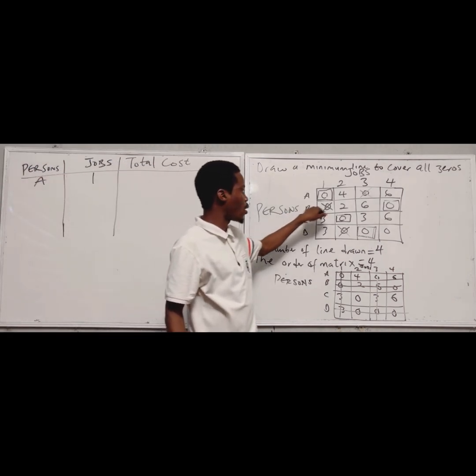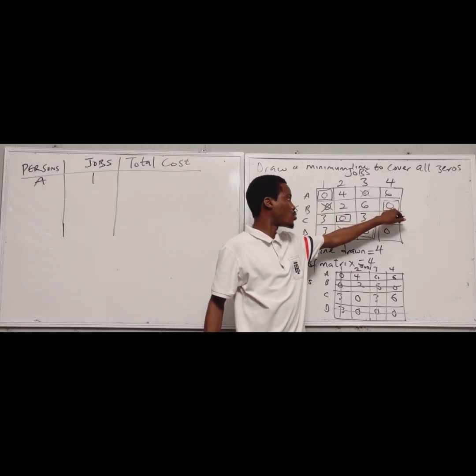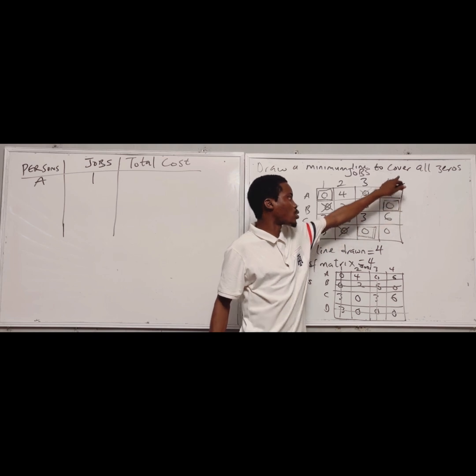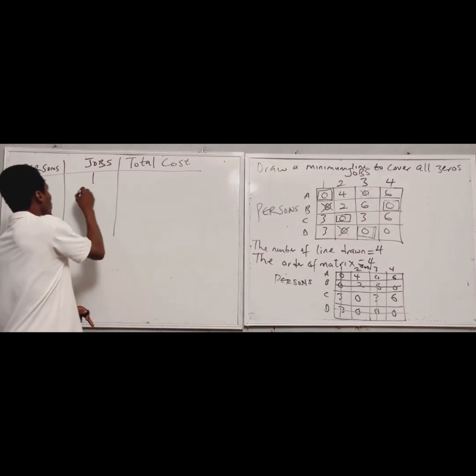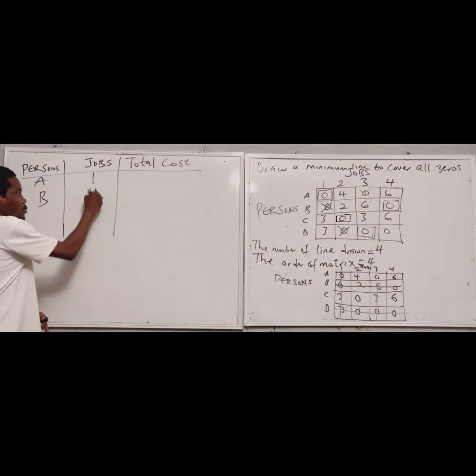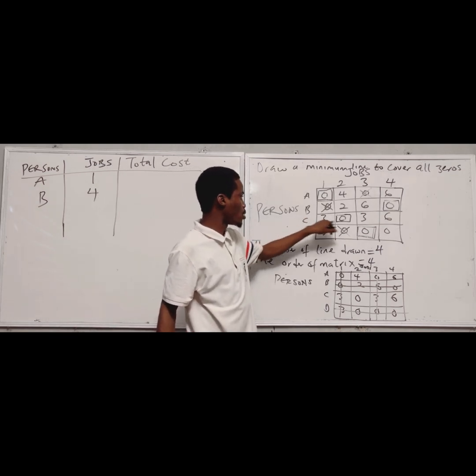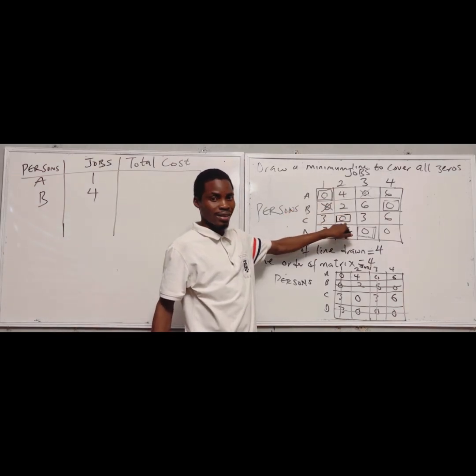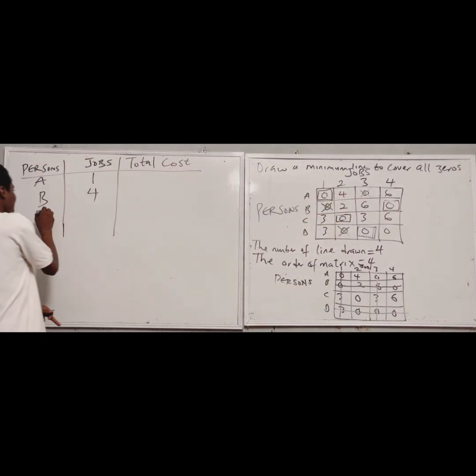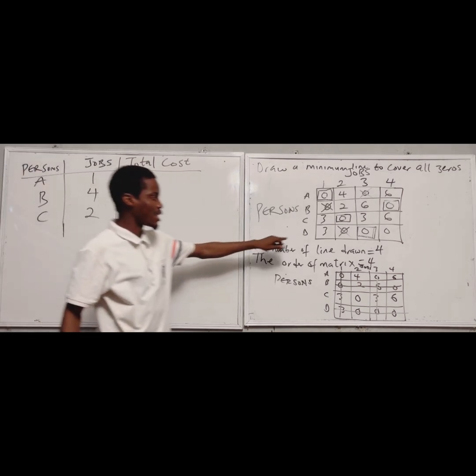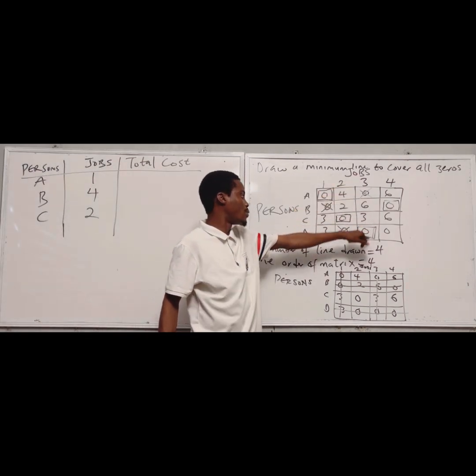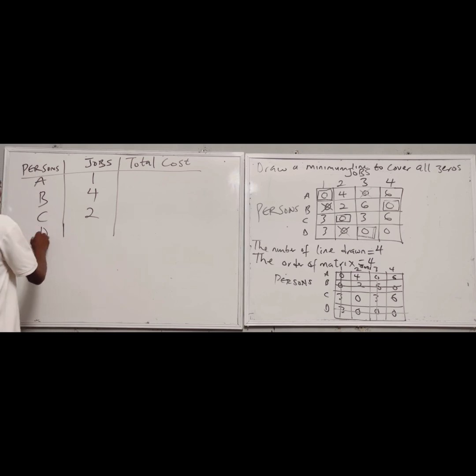So B, I covered what? 0. Last 0 on 2, which is assigned to 4, which is job. So my B is assigned to 4. My C is assigned to what? I covered 0, which is 2. My C is assigned to 2. Then my D is assigned to what? This 0, on element 3. You can see that A is taking 1, C is taking 2, D is taking 3, then B is taking 4.